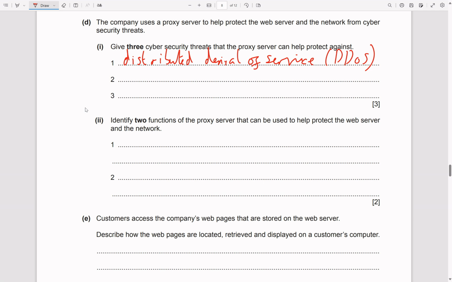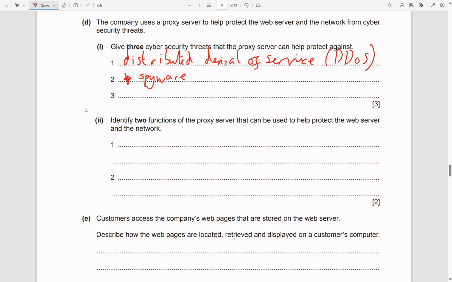The other ones you can just say some more general things. Maybe a virus, or I think a virus is maybe not the best one. We could say spyware. Spyware is a type of hacking. Let's say they have a database with customer details on their server. Someone might want to install spyware on that server in order to access the database and download those customer details.